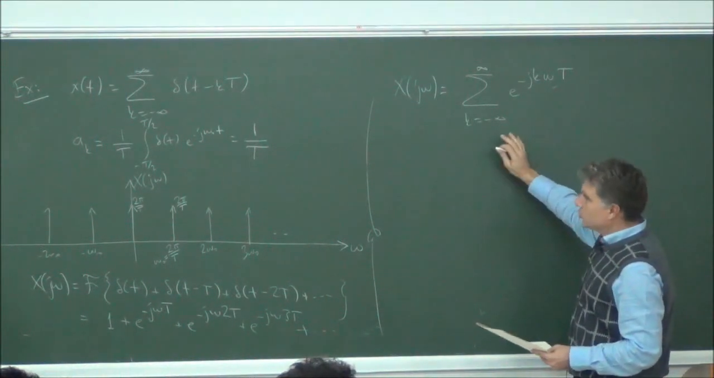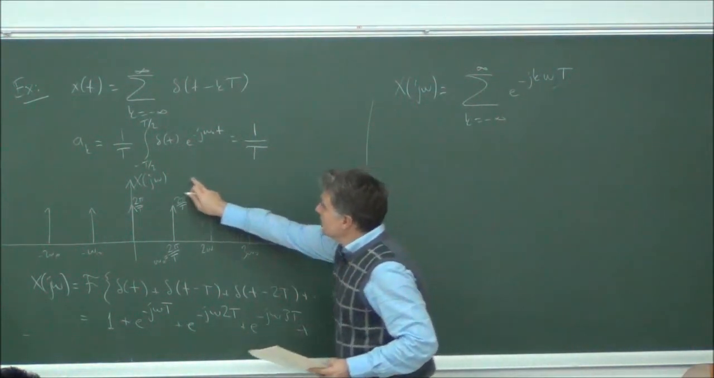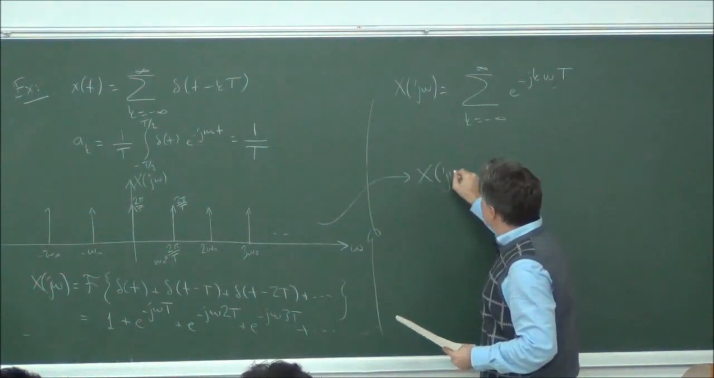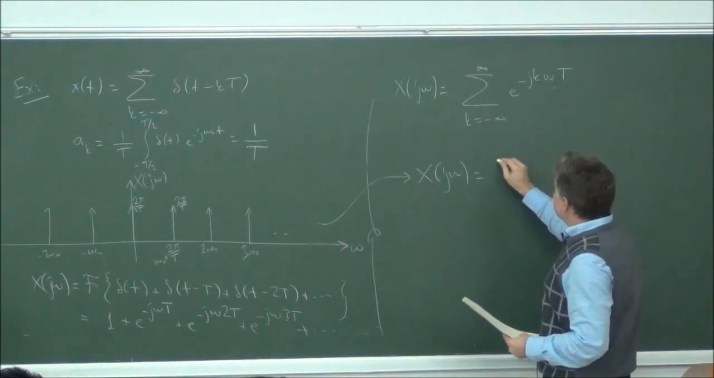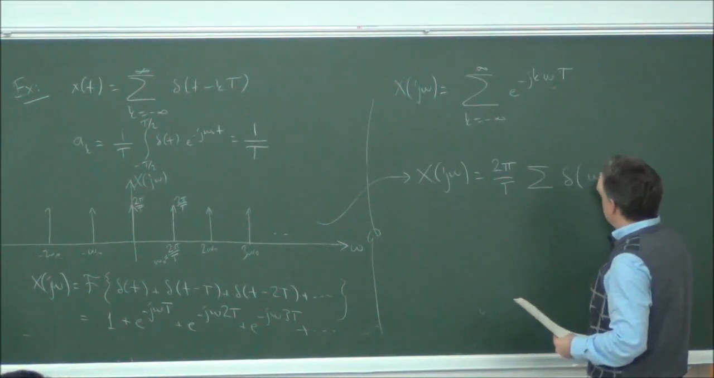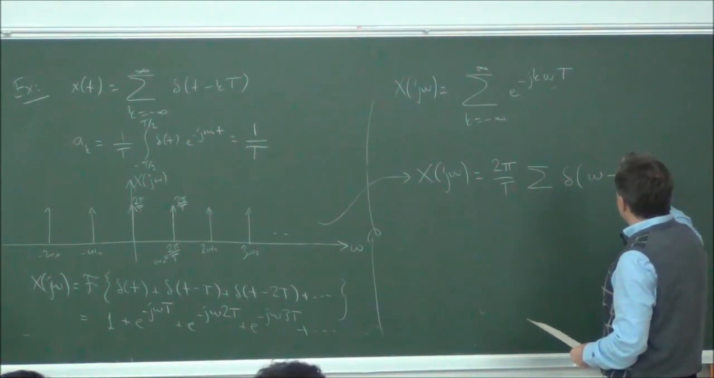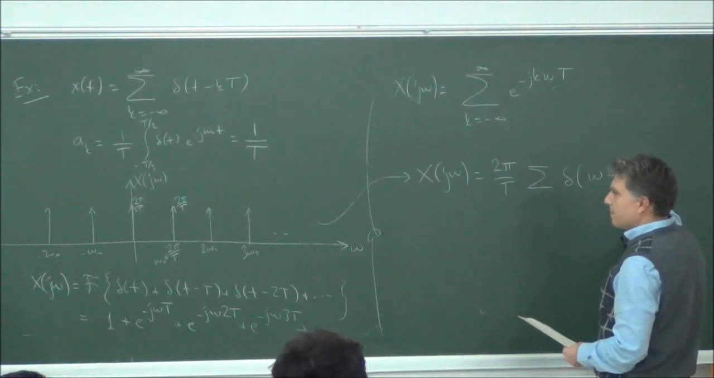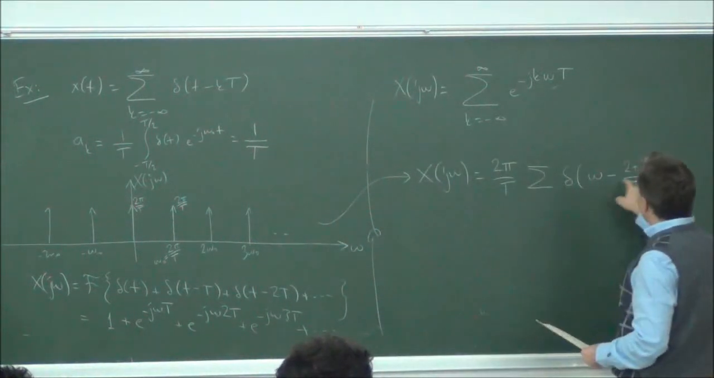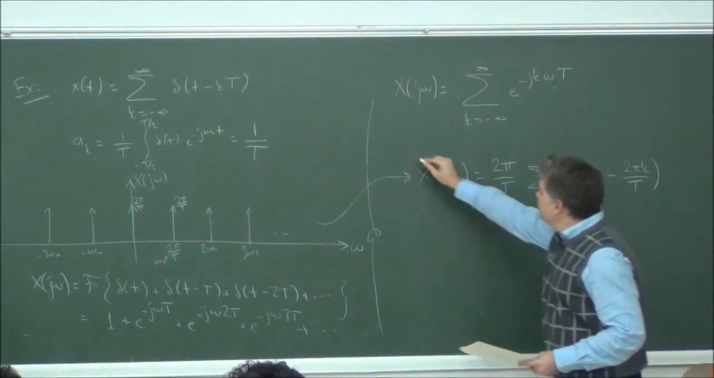Okay. It's true. This is the Fourier transform. And on the other hand, this x of j omega is also the Fourier transform. Let's write that one then. What is that? It is 2 pi over capital T summation delta omega minus 2 pi k over capital T. Because 2 pi over capital T, then twice of that, then 3 times of that. So omega minus 2 pi k over capital T. It's also the Fourier transform.